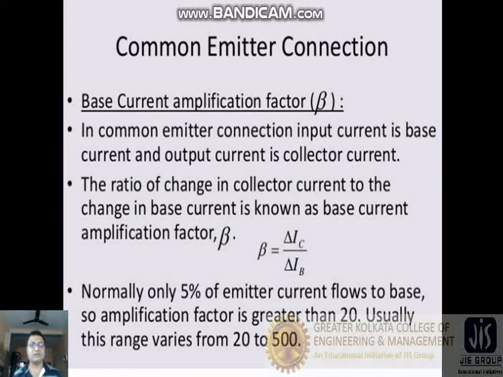In the common emitter configuration, the base current amplification factor is called beta. The input current is the base current and the output current is the collector current. The ratio of the change in collector current to the change in the base current is known as the base current amplification factor, or beta. Beta can be derived as delta IC by delta IB. Normally only 5% of emitter current flows to the base, so the amplification factor is greater than 20. Usually the range of beta is from 20 up to 500.